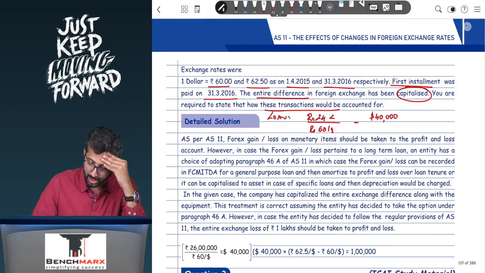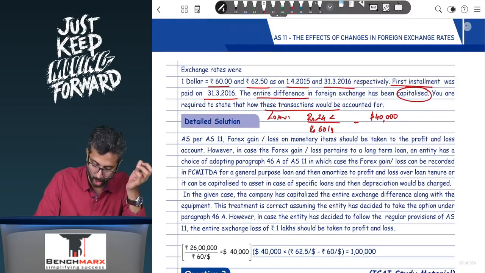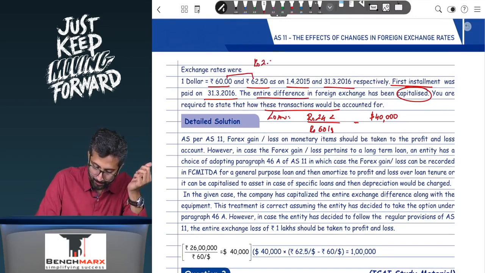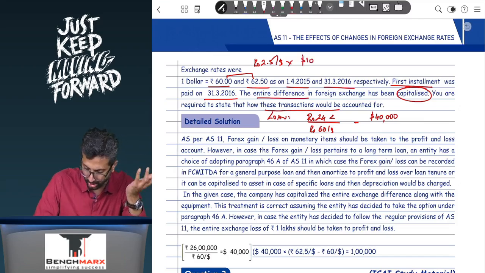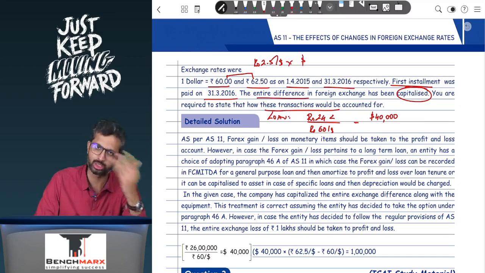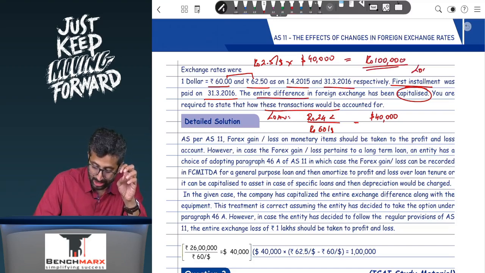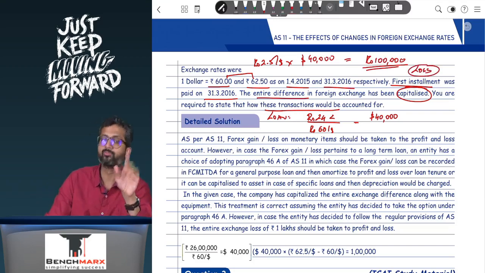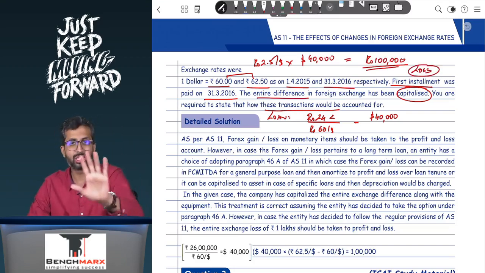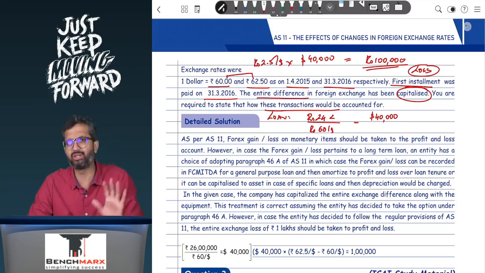So being a monetary item, you have to remeasure this at the closing rate. So this is the difference between 60 and 62.5. That is rupees 2.5 per dollar into, so for the total $40,000, you will have a 1 lakh rupee. Now, ideally, what will you do with this loss? Well, this is a loss on the long-term loan. This loss can go to the P&L account in case you follow AS11 usually.